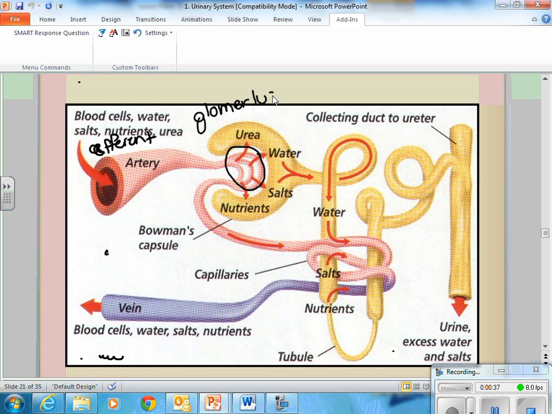This is called the glomerulus. Okay, this ball of capillaries is surrounded by this thing called a Bowman's capsule. Think of it like the ball of capillaries would be like a fist, and this would be like a hand over the fist. So the glomerulus is part of the circulatory system. The Bowman's capsule is part of the excretory system.